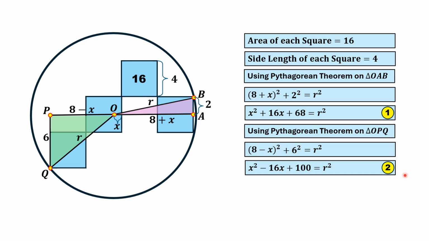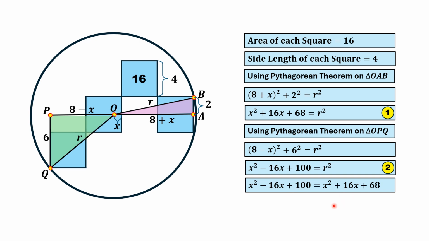From 1 and 2 we can see that the right side of both equations is equal to r square. It means the left sides of these equations are also equal. So by comparison we have this relation. x square will be cancelled out with x square, and after simplification we have 32x is equal to 32, and from here x is equal to 1.